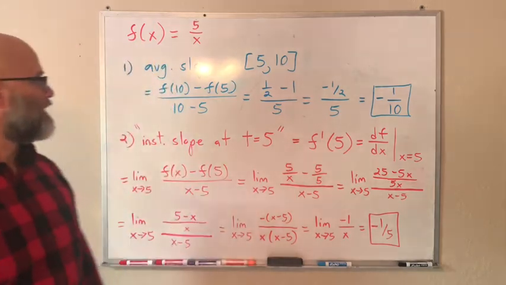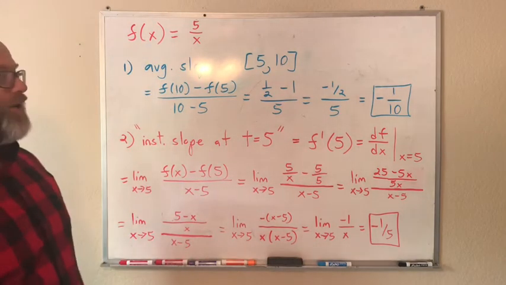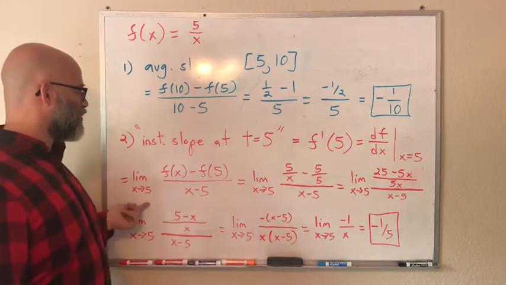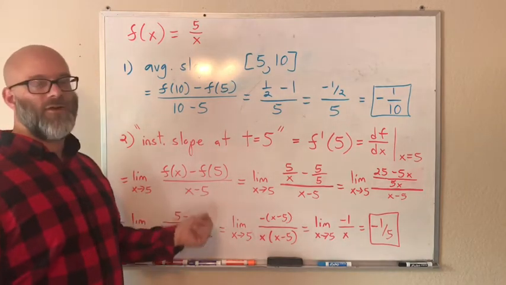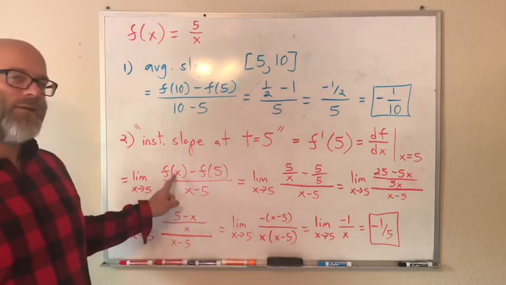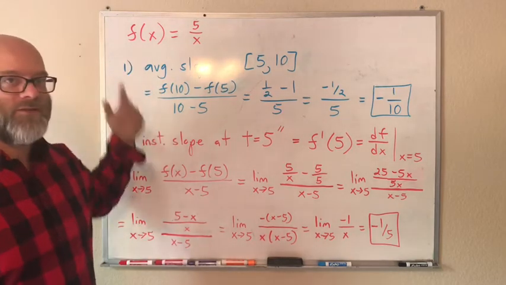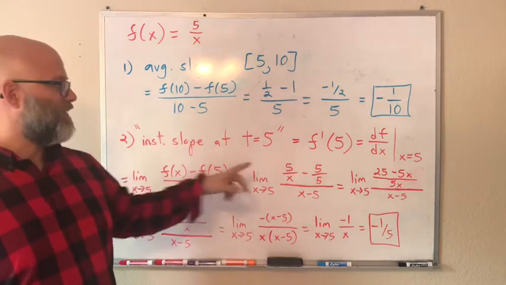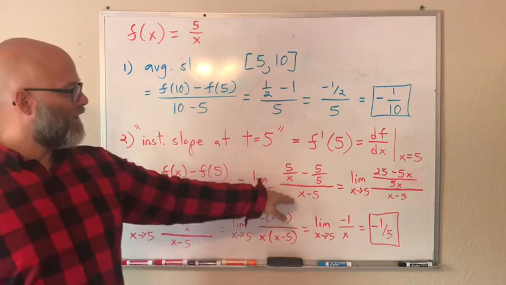All right. Great. So what are you going to use? The difference quotient. And you're going to put a limit in front of it. The limit as x approaches 5 of f of x minus f of 5 over x minus 5. You know that now. Great. So what's f of x going to equal? Well, it's given right up here, this reciprocal function 5 over x. What's f of 5 equal to? Stick 5 into that function. And you get this guy right here.